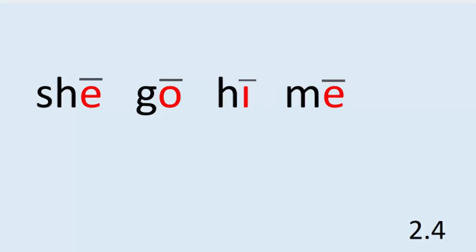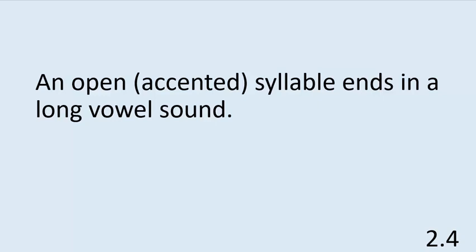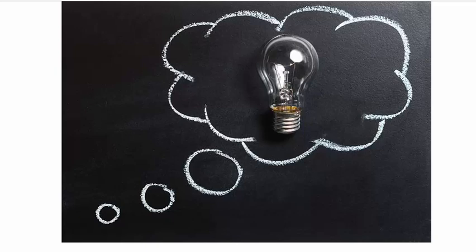What position is the mouth when a vowel sound is made? A vowel opens the mouth. The name for the syllable that ends in one vowel is an open syllable. An open, accented syllable ends in a long vowel sound. Pause for a moment. What examples can you generate? Remember, open syllables have long vowel sounds.